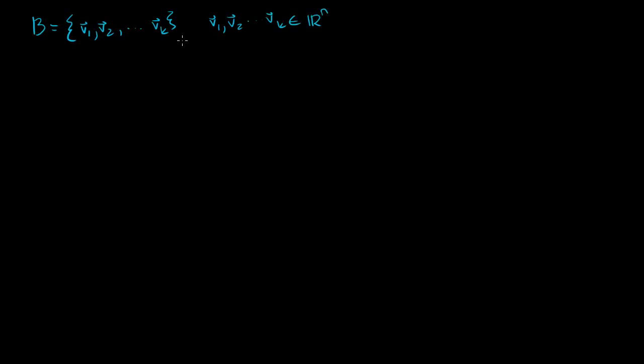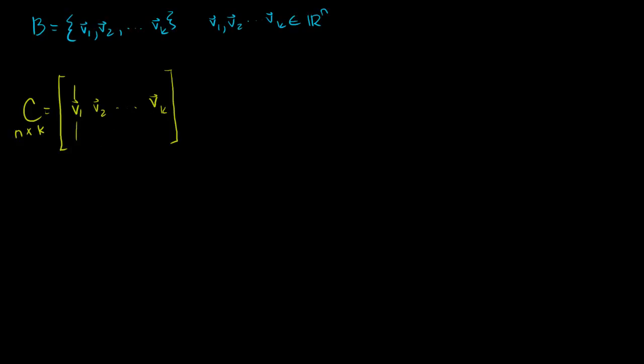Now, in the last video, we saw that we can define a change of basis matrix. It's a fancy word, but all it means is a matrix that has these basis vectors, v1, v2, all the way to vk, as its columns. So we're going to have k columns, and we're going to have n rows, because each of these is a member of Rn, so they're going to have n entries. So it's going to be an n by k matrix.